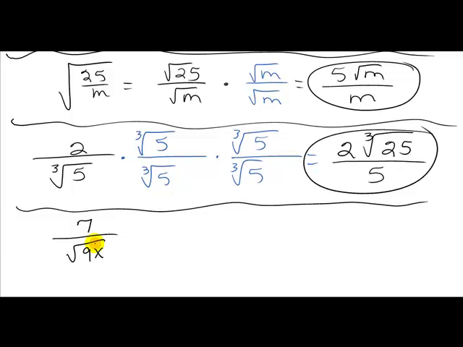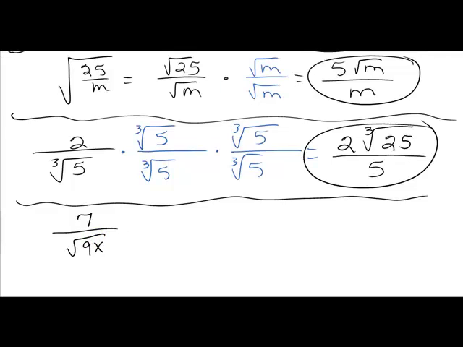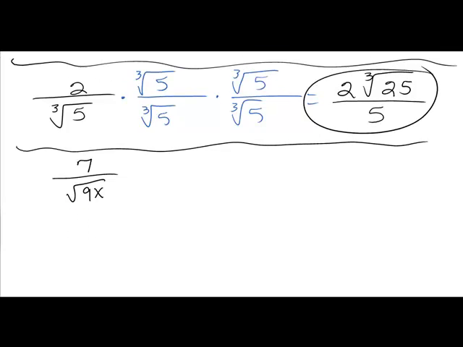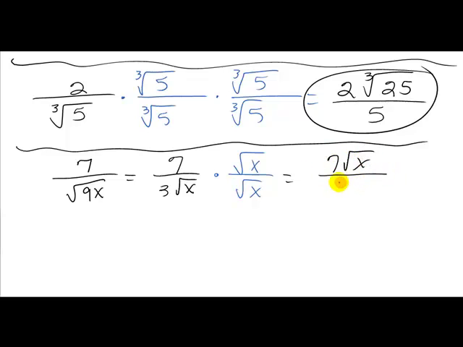Alrighty, this one's a little bit different because in the denominator we do have a square root that we could simplify part of. I can take the square root of 9, so I want to do that first. And then all I'm rationalizing here is the x. And so now we can multiply times the square root of x to finish our answer.